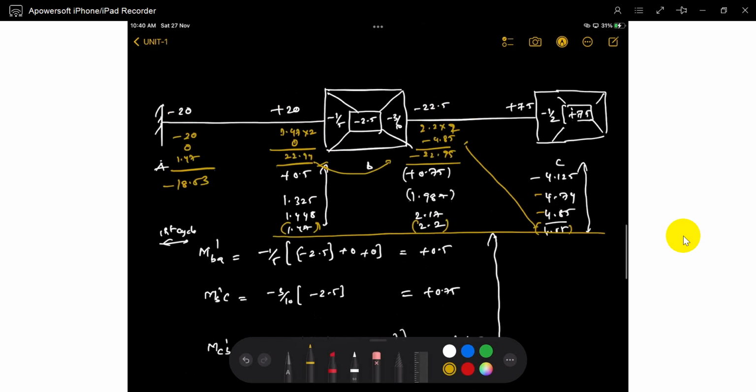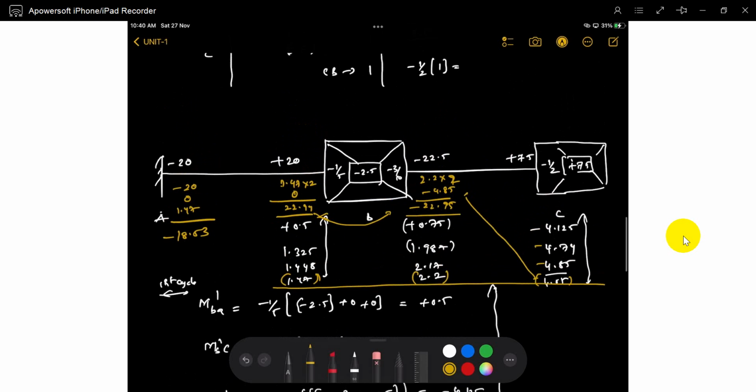Now this moment at C, no need to calculate, because C is a hinge joint, you will get 0. C is a hinge joint, you will get 0. Otherwise just check it.